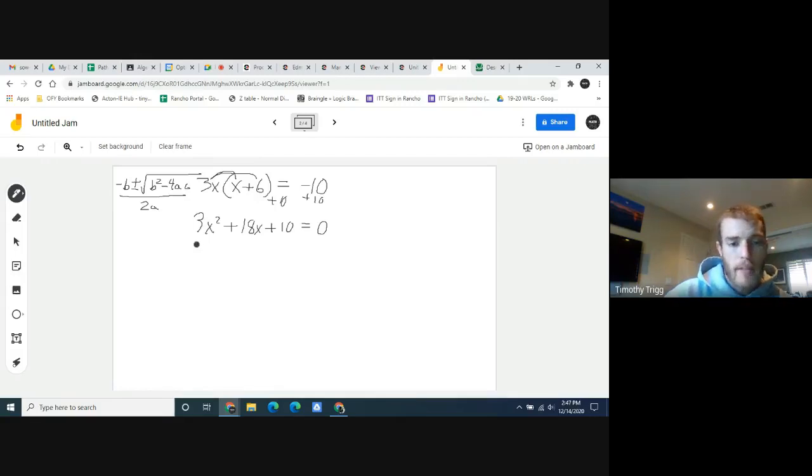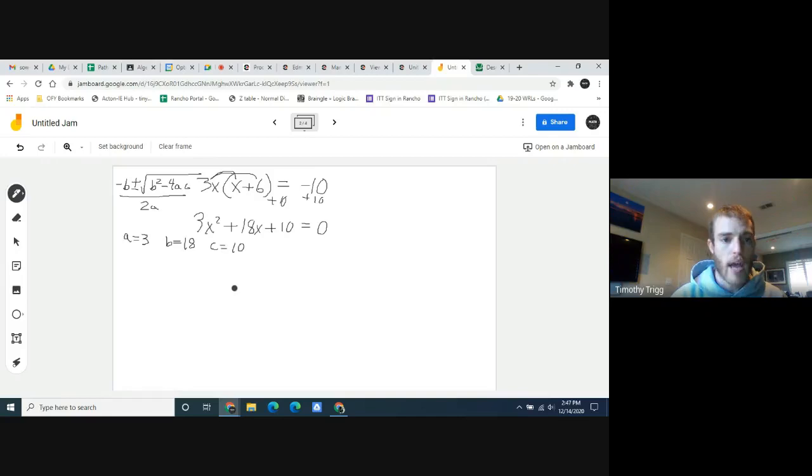All right. Now in this case, our a is 3. So the a comes from what's in front of the x squared. So in this case, our a is 3. Our b is what's in front of the x. So our b is 18. And our c is what's at the end, the constant term. So in this case, our c is 10.